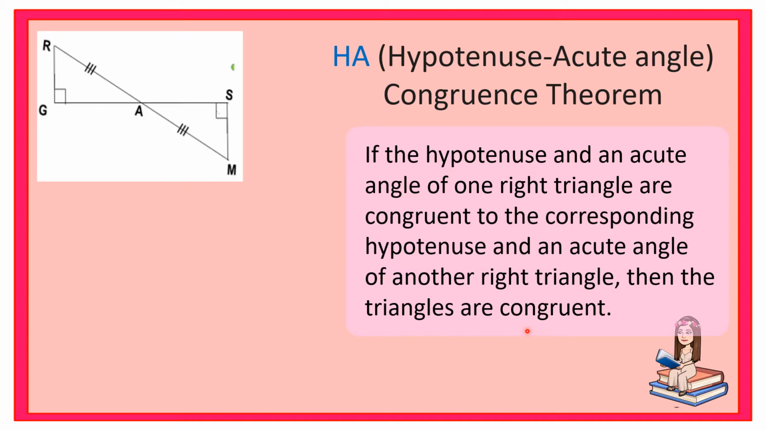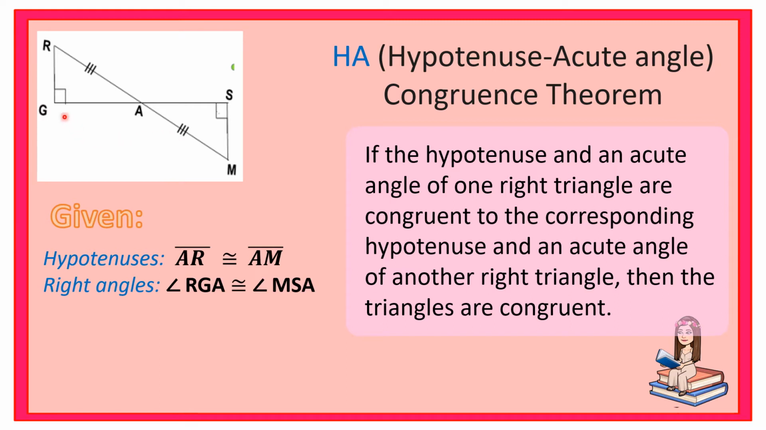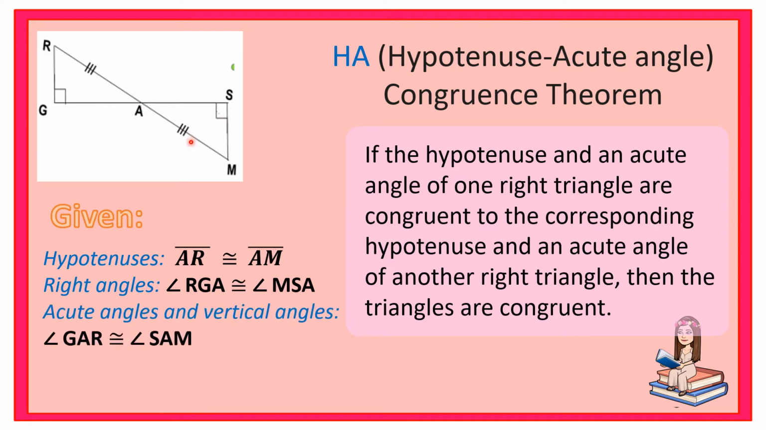So, ganito yan. Say, for example, these are the two right triangles. So, the given are yung may mga markings. So, meron tayong AR is congruent to AM. And those are the hypotenuses. And then, ang right angles natin ay angle RGA at angle MSA. This indicates that the two triangles are right triangles. And then we also have acute angles GAR and angle SAM, itong dalawa. Even though walang marking yan, masasabi natin na congruent sila kasi they are vertical angles.